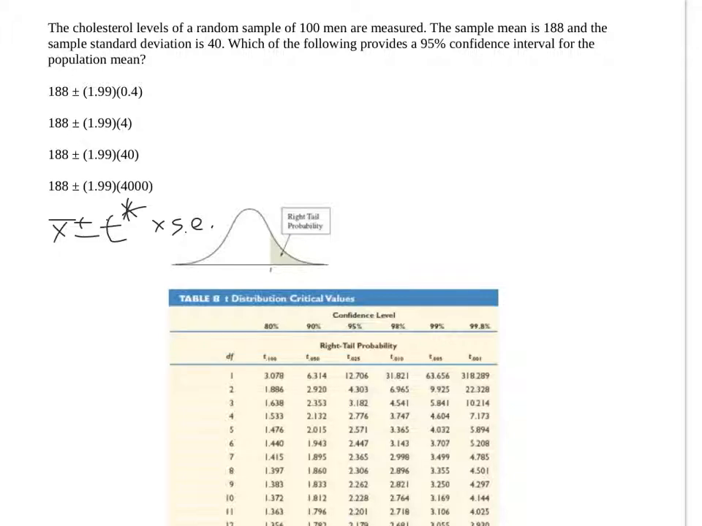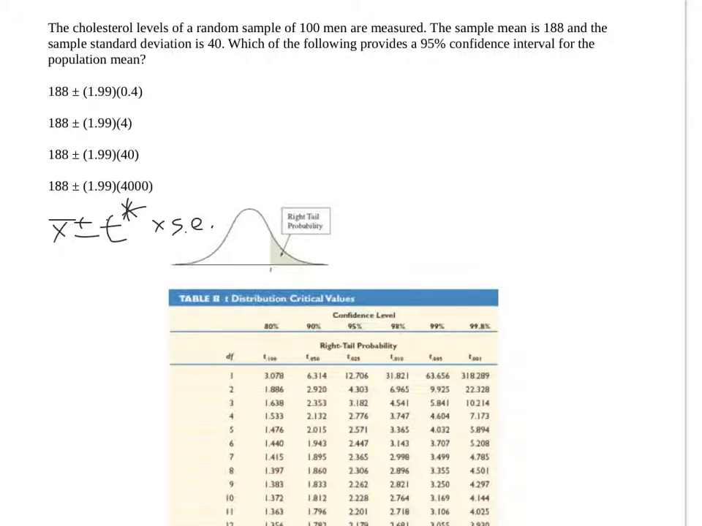So we already know where x bar is coming from, right here. Sample mean is 188. That's where that goes. T star, well, we're going to look. I'll show you where it comes from in the table, but we already actually know that it's 1.99 because it's invariant on all these options that we have. So we know that that's going to be 1.99, and I'll show you where that comes from. But the standard error, that's what we need to figure out, right? We talked about that already.